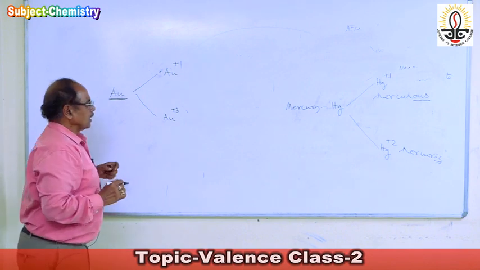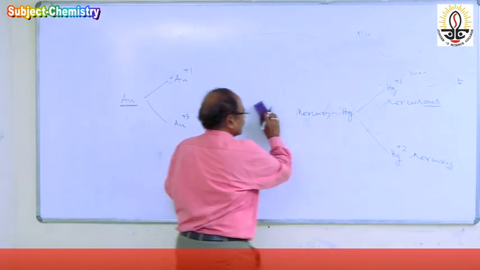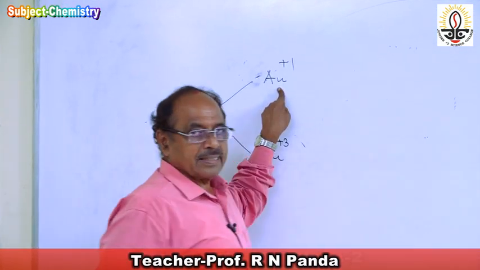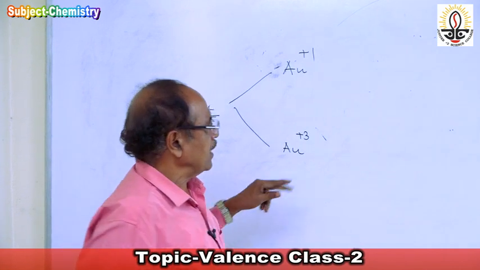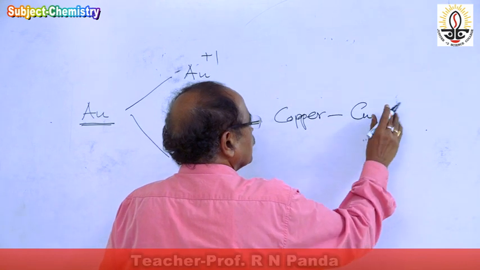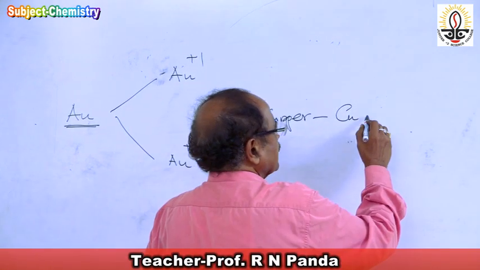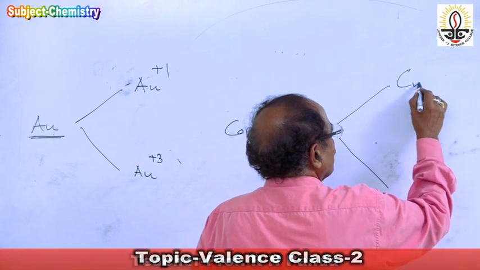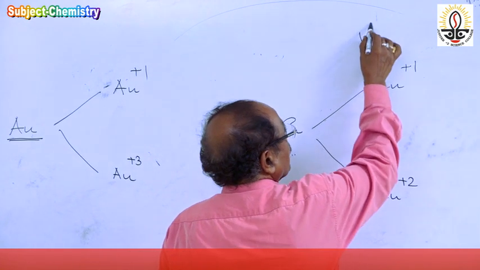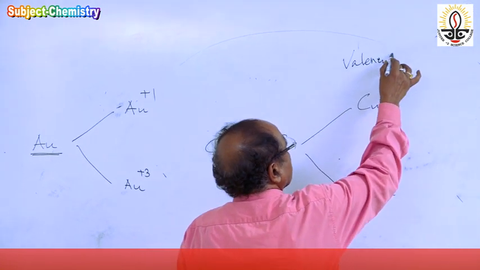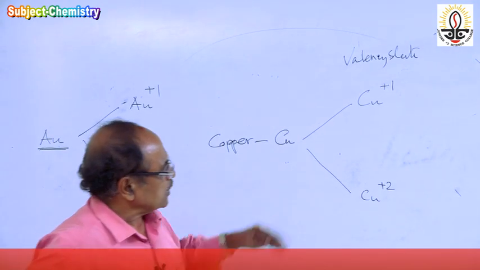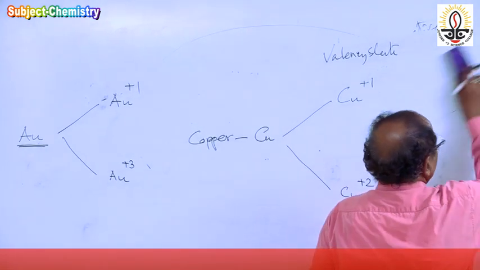Au plus 3 is called auric. Now we'll come to copper. Copper, its symbol is Cu, and it exhibits two valence states, Cu plus 1 and Cu plus 2. I'm not saying valency, I'm saying valency state. It means it loses 1 electron, or loses 2 electrons, to take part in chemical combination.